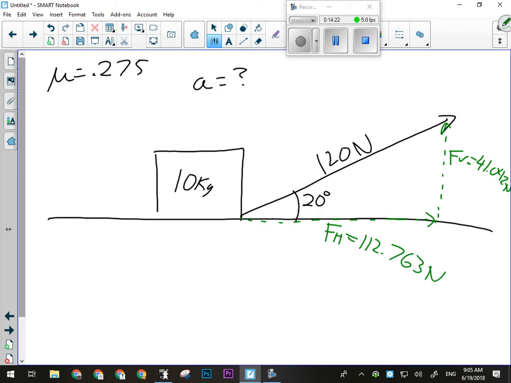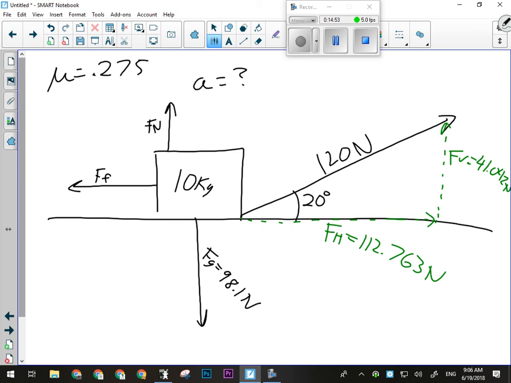Okay, so we've got those. Now I need to finish my free body diagram. What other forces are acting on the box? Gravity. Okay, what else? Friction. Okay, what else? Yep, normal force.